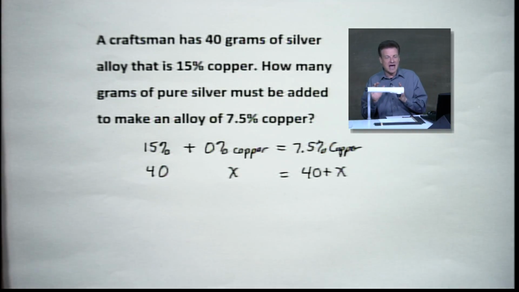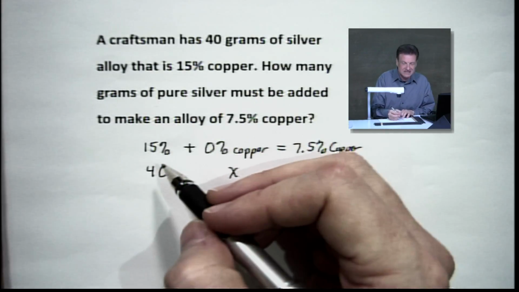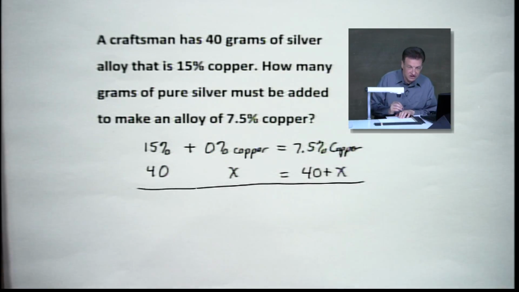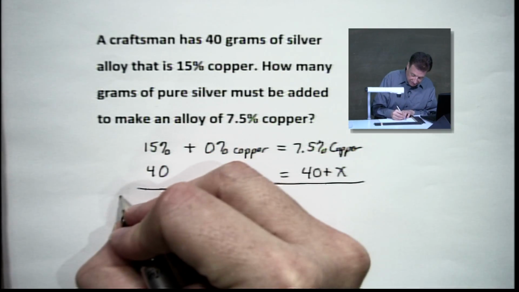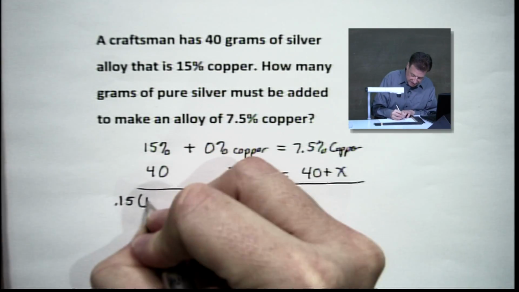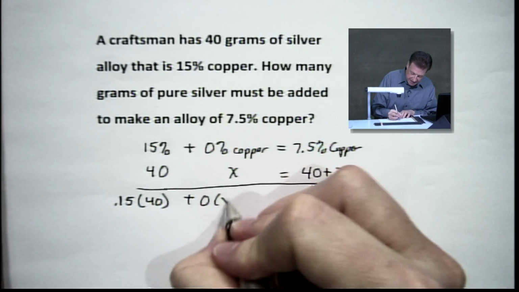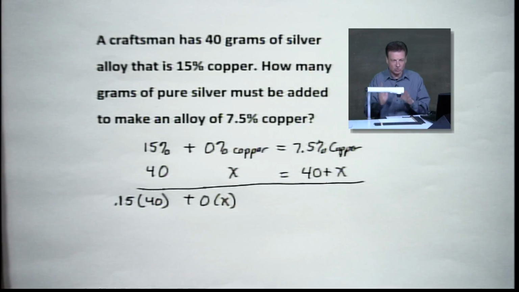Now, let's play it out here. We're going to change these percents to decimals. We're going to work this one out. And by the way, we'll just draw a nice little line there. This is going to give me 0.15 times 40. All right. We're going to take our 0 again times X, which is nice because that just wipes out.